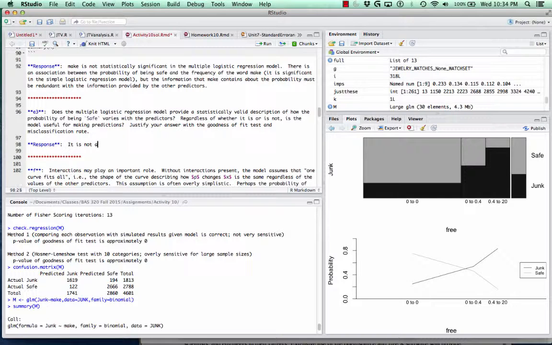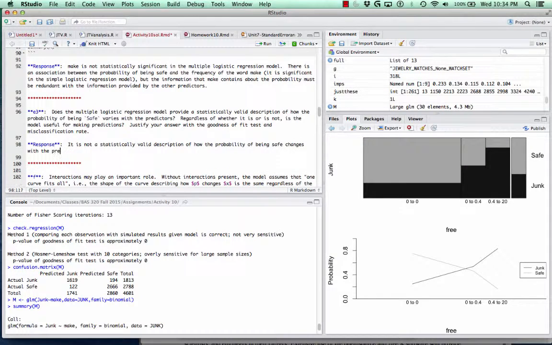So it is not a statistically valid description of how the probability of being safe changes with the predictors, since the goodness of fit tests are failed. P-values are less than 5%.